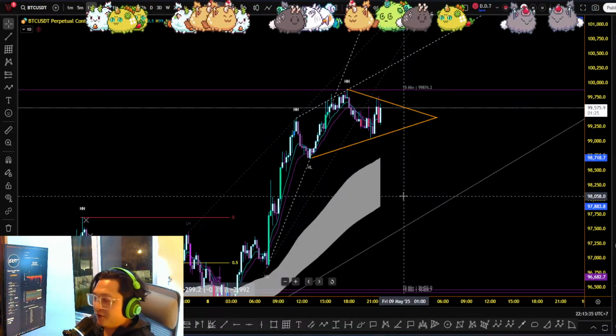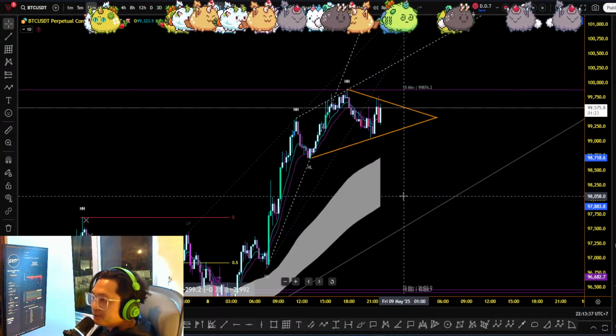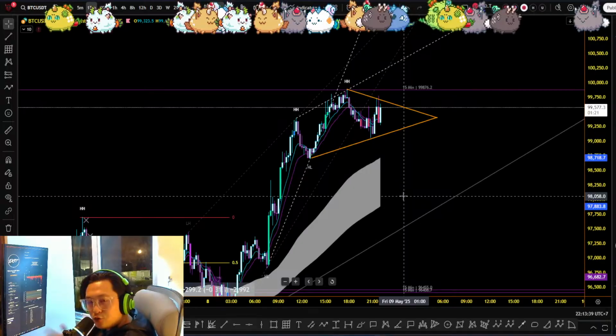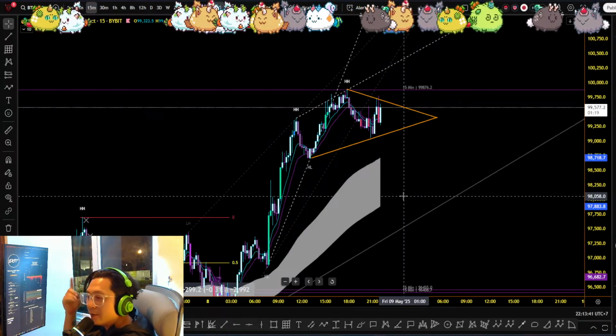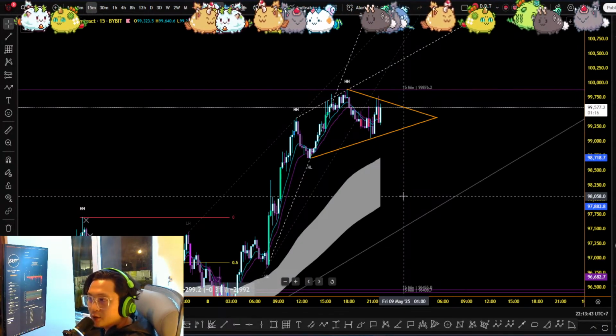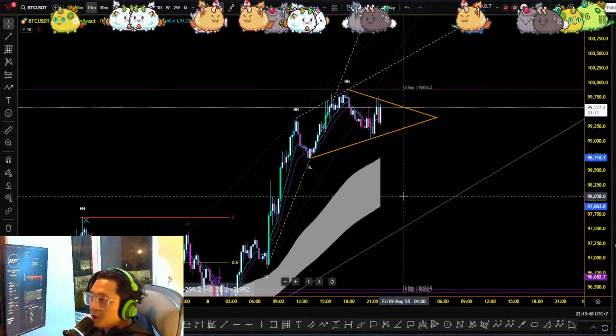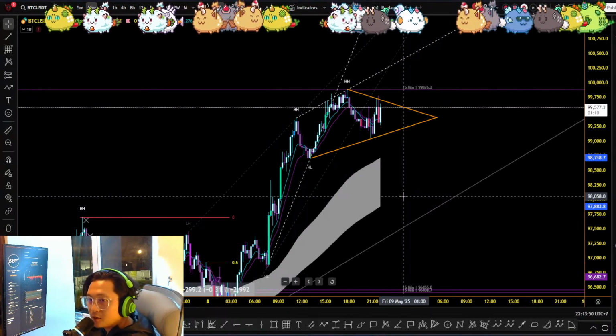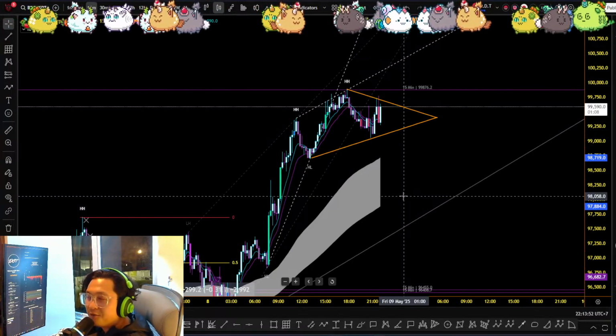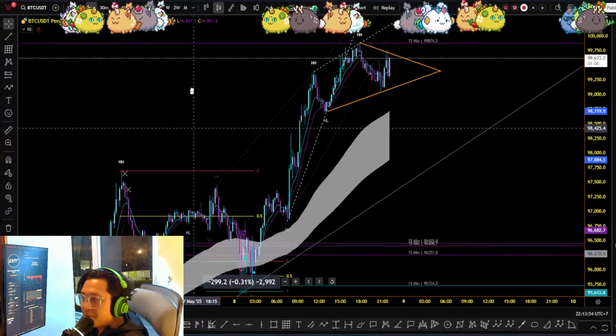Alright, this pattern is 50% chance probability. How do I know the probabilities? Remember my keywords, guys: the flat line is always the biggest probability, like 70%, 60%. Remember the flat line.